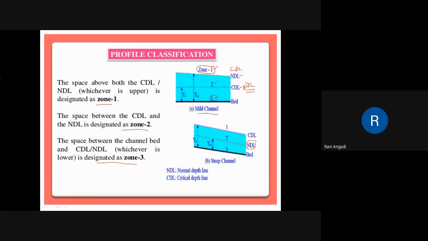It is the same for mild channel and steep channel. It is to be divided into 3 zones: zone 1, zone 2, zone 3. Zone 1 means above CDL and NDL. Zone 2 means between CDL and NDL. And zone 3 means between the bed of the channel and the CDL or NDL. Is it clear? Yes, sir.